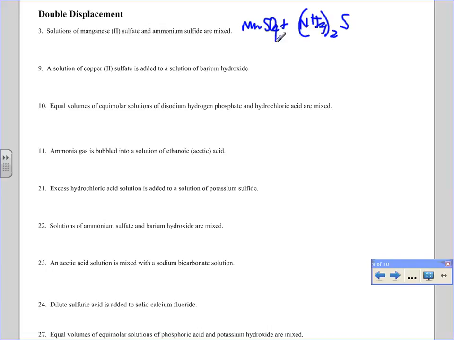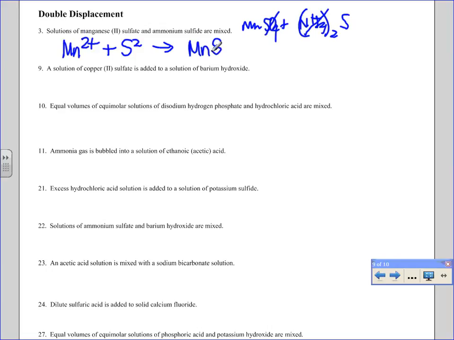So looking at those double displacement products, there's no acid-base reaction happening here. So what you want to look for is a potential precipitate. Ammonium is one of the solubility rules where it's always soluble, so the precipitate here is going to be the manganese sulfide. So we know immediately that these two are the spectator ions. So what we have here is a reaction between Mn2+ and S2- to produce the MnS.